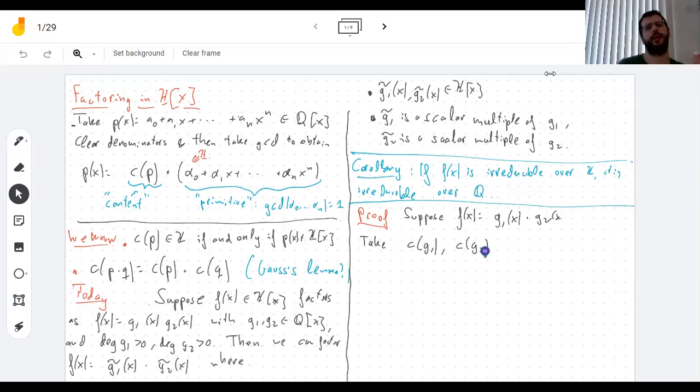So what do I do with these? What do I do with the contents? Those will be the factors of the scalar multiples, right? So we have an example. If I have the content of G1 is 1/2 and the content of G2 is 2/3, what do I do with this information?